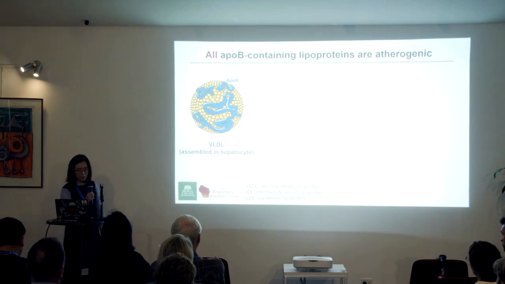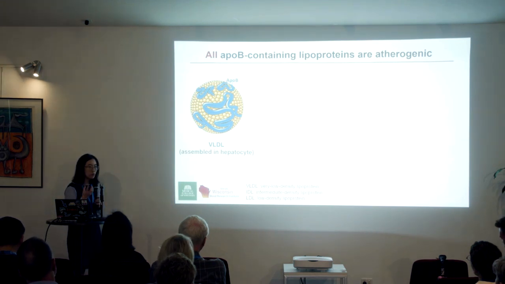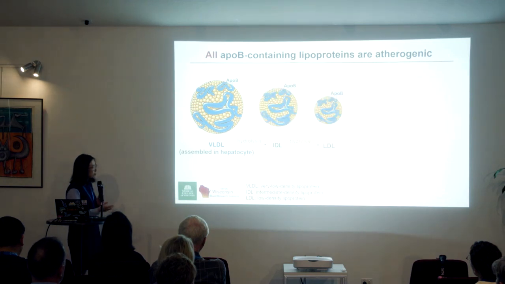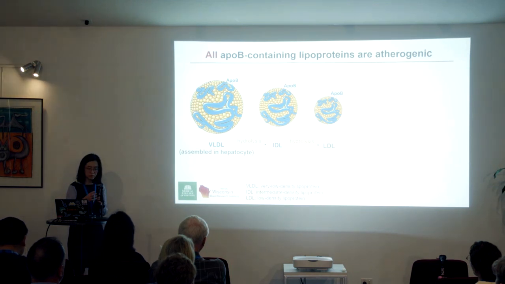The blue color is the ApoB protein that is holding up the structure of this lipid particle, and there is only one copy of ApoB per particle. Once VLDL is assembled in the hepatocyte, it is released into the circulation, where it gets hydrolyzed, releasing the triglyceride to the peripheral cells and tissues. And then the VLDL particle will shrink to a smaller size, to the IDL, or eventually to the LDL.